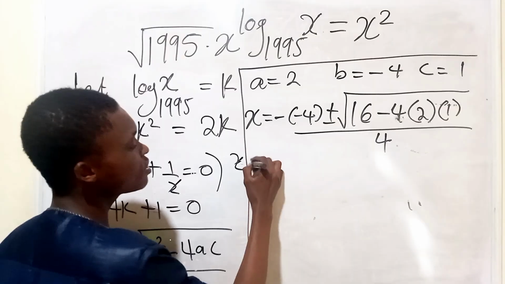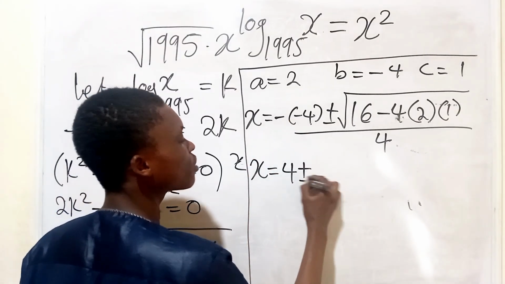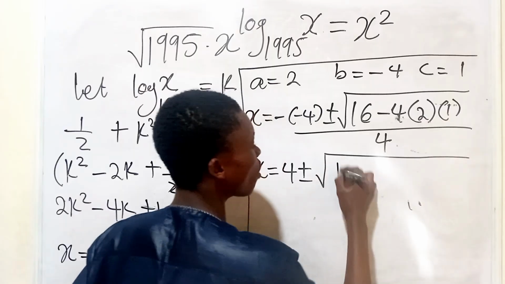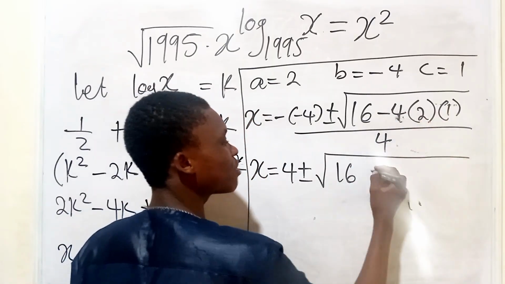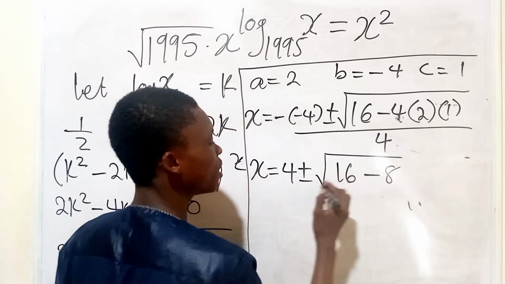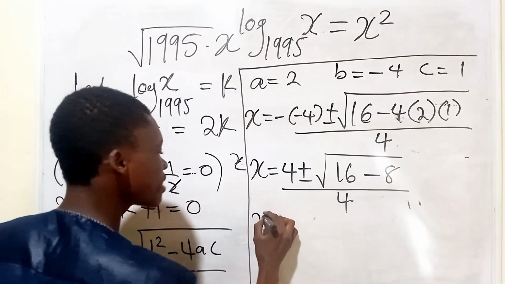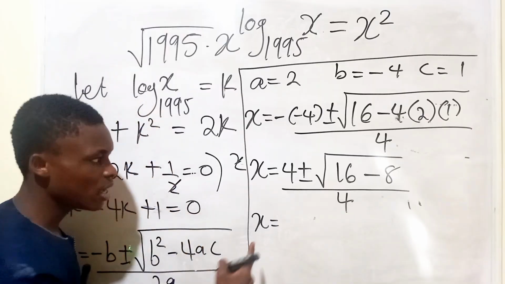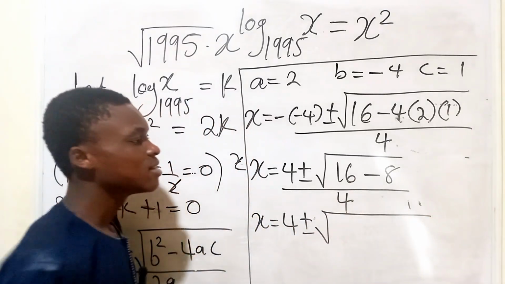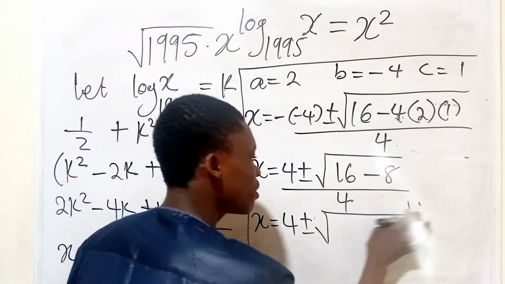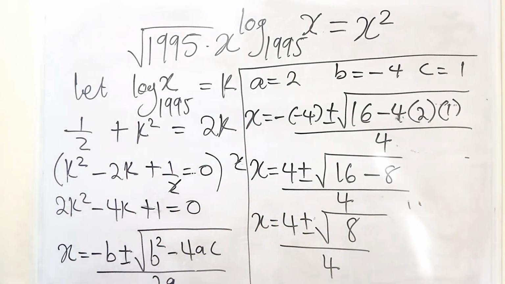So this is x equals, minus times minus is plus. So this is 4 plus or minus the square root of 16 minus 4 times 2 times minus 8, all divided by 4. So clearly this is x equals 4 plus or minus the square root of 16 plus 8... giving us 8 all over 4.